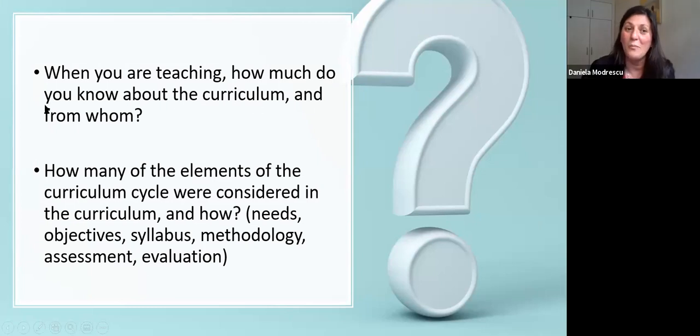When you are teaching, how much do you know about the curriculum and from whom? How many of the elements of the curriculum cycle were considered in the curriculum and how? Okay, so needs analysis, needs, objectives, syllabus, methodology, assessment, evaluation.